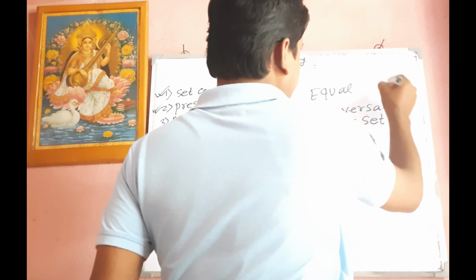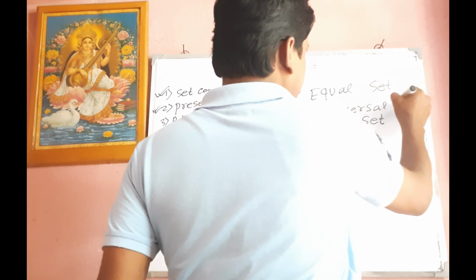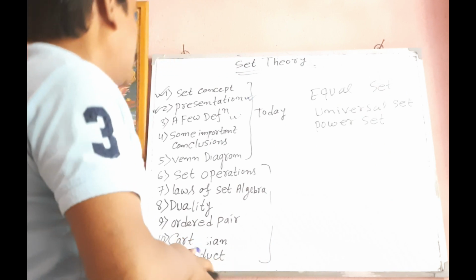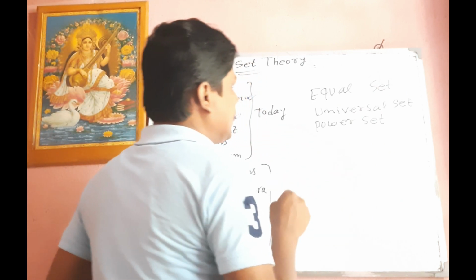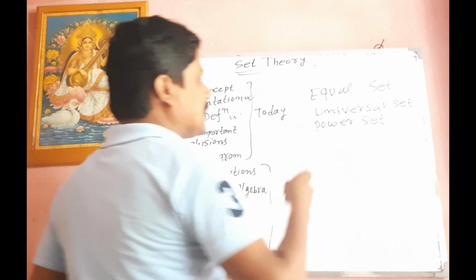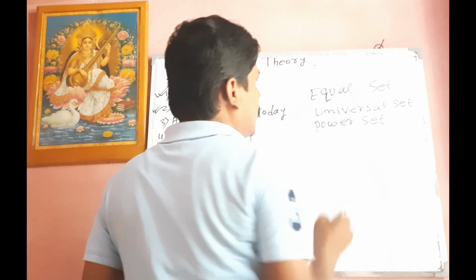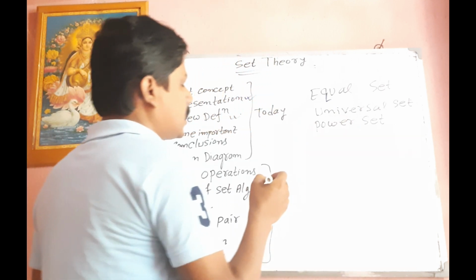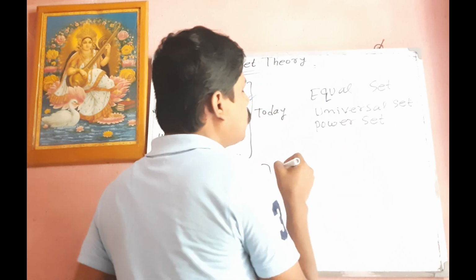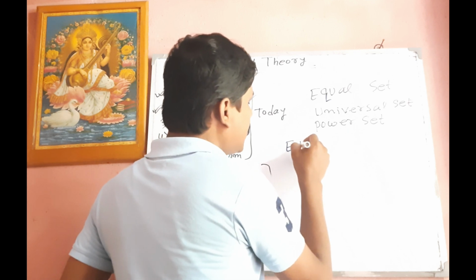Power set, equal set. Now, the next part we are discussing the equal set, universal set and the power set. I repeat, equal set, universal set and power set. At first we are discussing equal set.